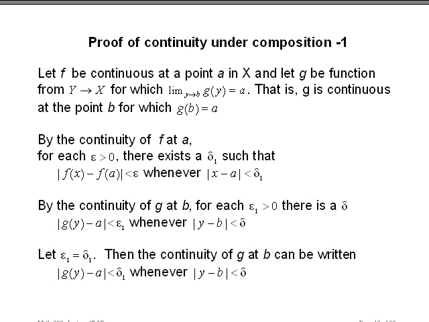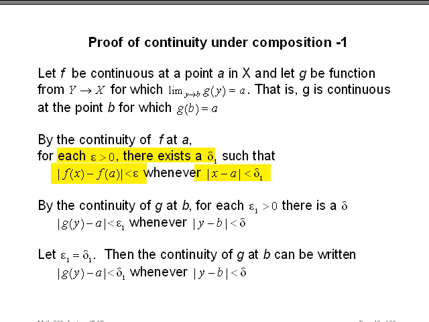So by the continuity of f at a, that means that for every epsilon there is a delta. I'm just going to call this delta, delta 1, and I'll show you why in a minute. This is just the definition of continuity of f: f of x minus f of a, because f of a is now its limit, the value there, is less than epsilon whenever x minus a is less than delta 1.